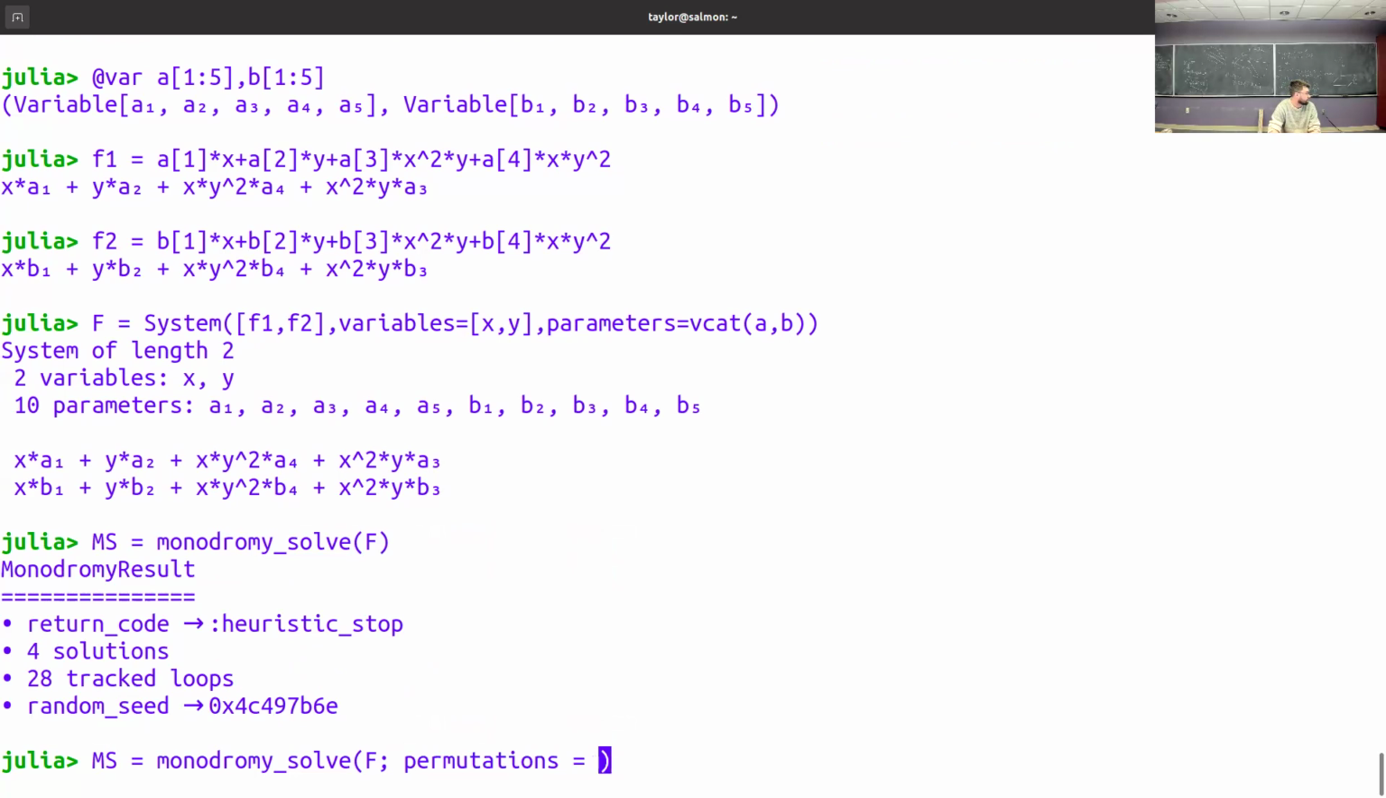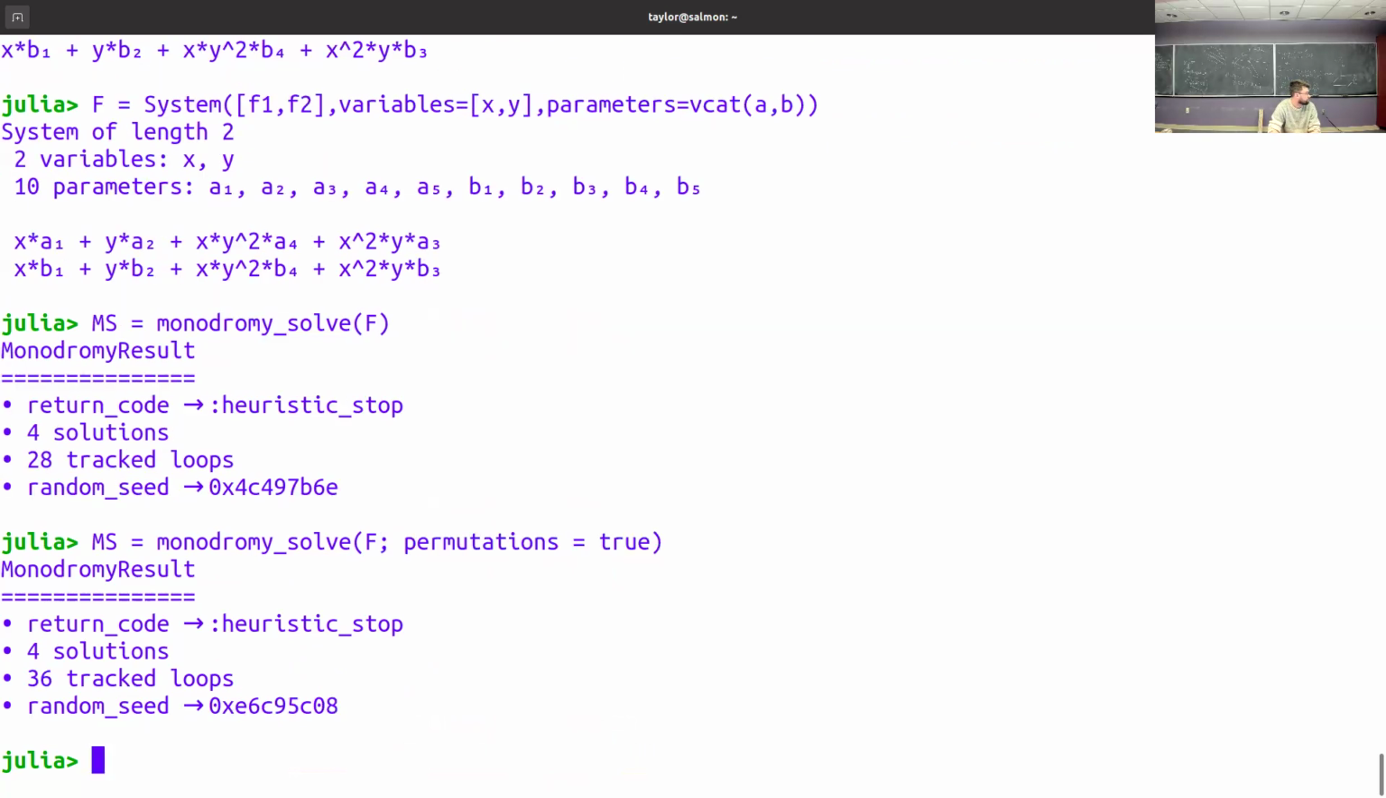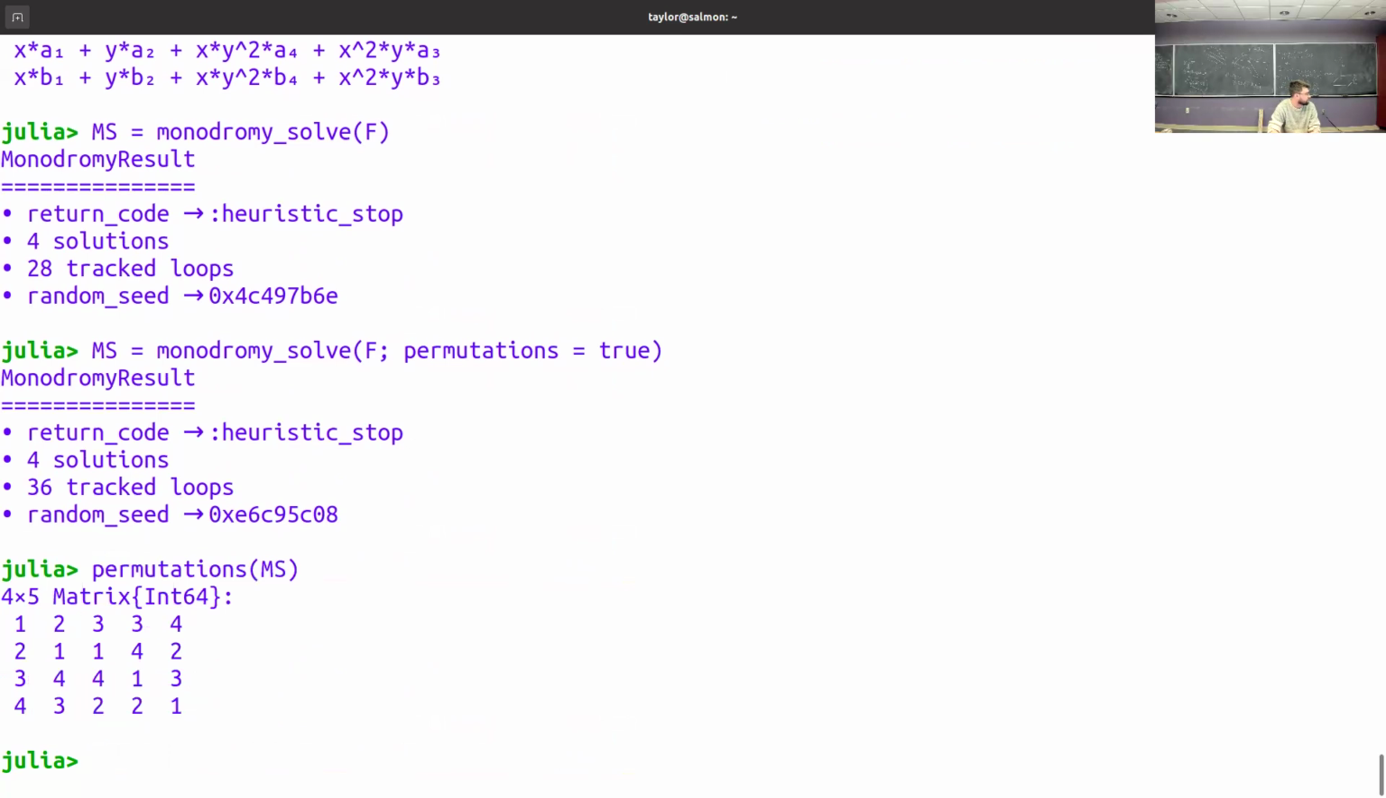Okay, now let's track the permutations. The first loop we used was actually the identity, so that didn't help us at all in our monodromy computation. The next one swapped 1 and 2, and it swapped 4 and 3. The next one sent 1 to 3, 3 to 4, 4 to 2, and 2 to 1. So that's a 4 cycle. Okay, great.